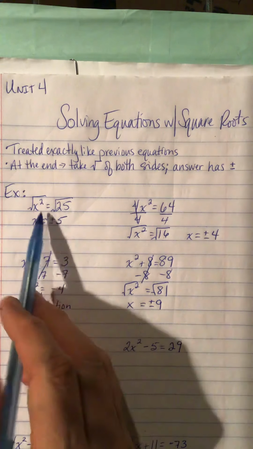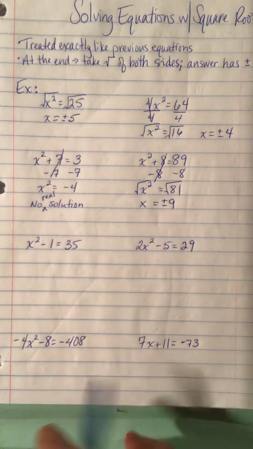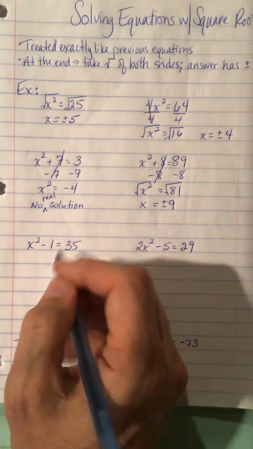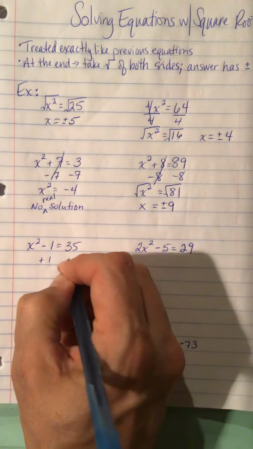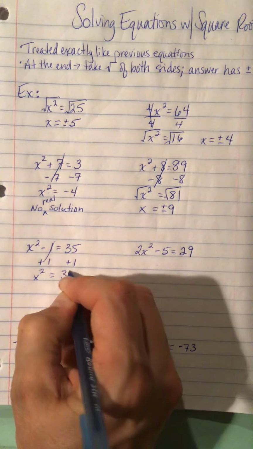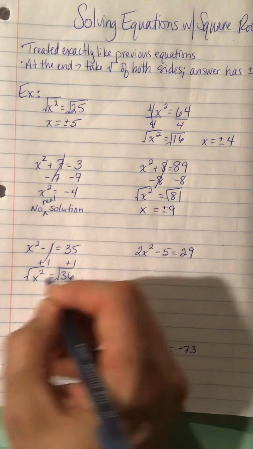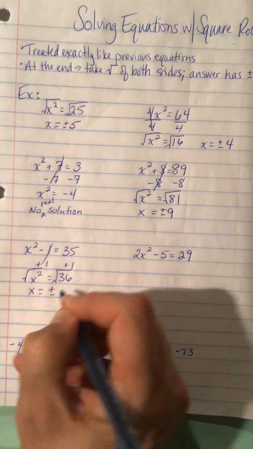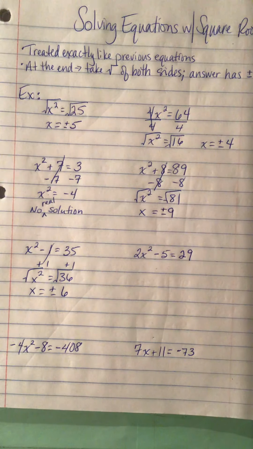Now, so far, when we've had an answer, everything has been nice, neat, and had pretty integers. That's not always going to be the case. For example, plus 1 here. X squared is equal to 36. I guess this one is going to work out for us. We take the square root of both sides. X equals plus or minus 6, because 6 times 6, or negative 6 times negative 6, is 36.